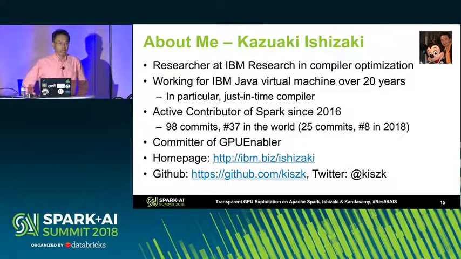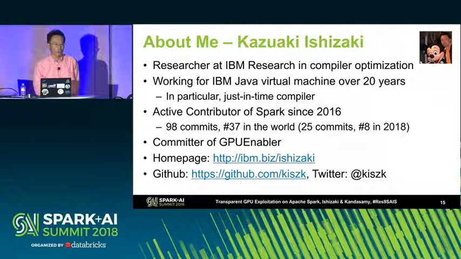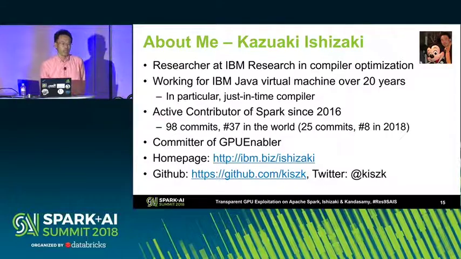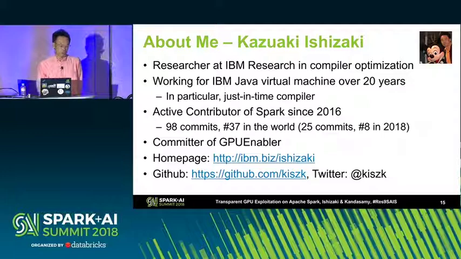Here is my brief introduction. I'm a researcher at IBM Research. My technical background is compiler optimization. I've been working on the IBM Java virtual machine for over 20 years. In particular, I led the research and development for the Java just-in-time compiler on the PowerPC platform. I'm an active contributor to Apache Spark, mainly contributing to the SQL and core modules. I'm also a committer of the GPU enabler.